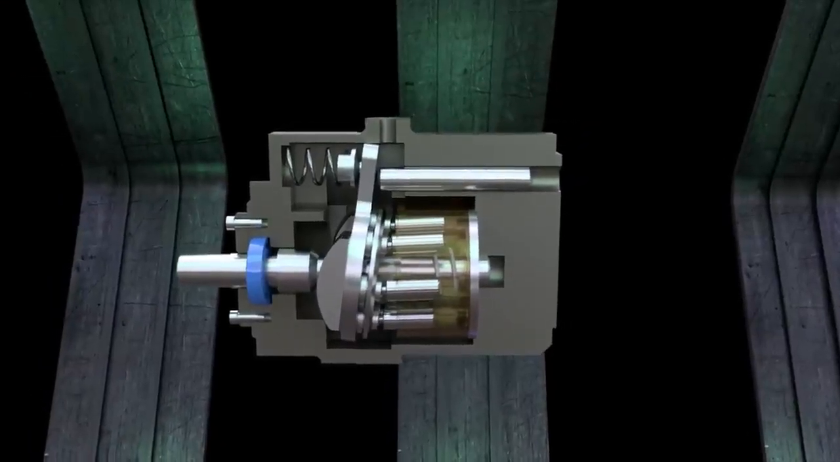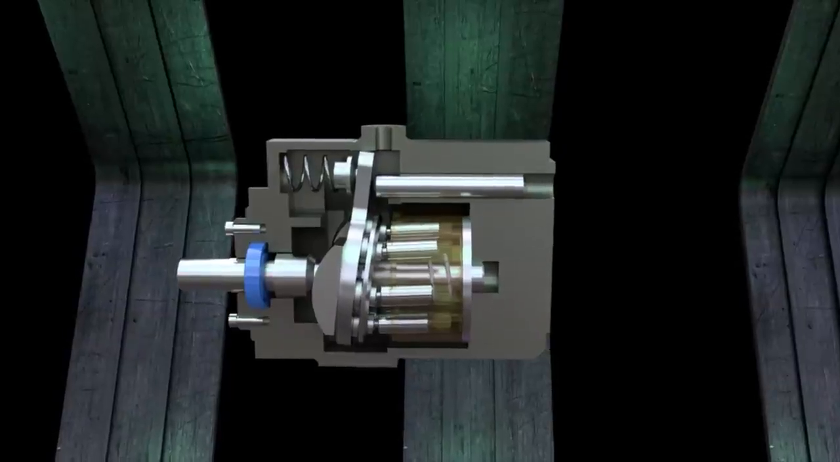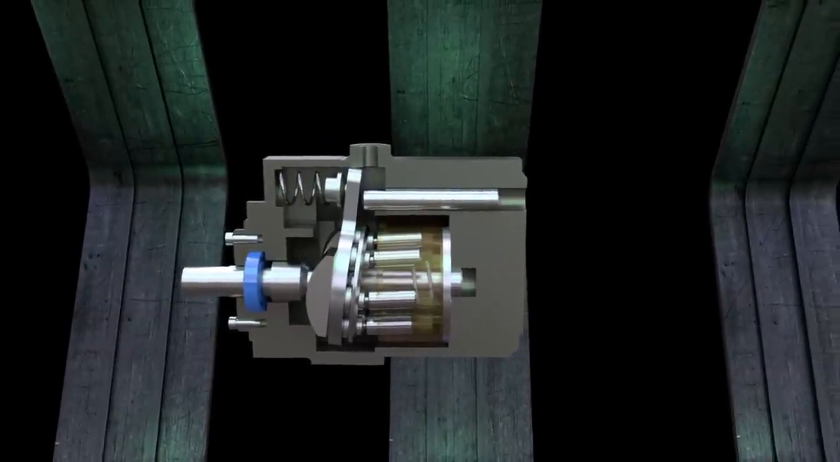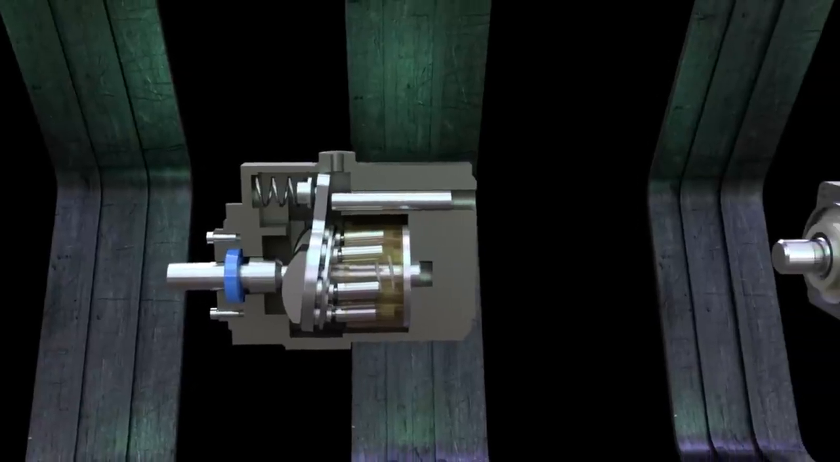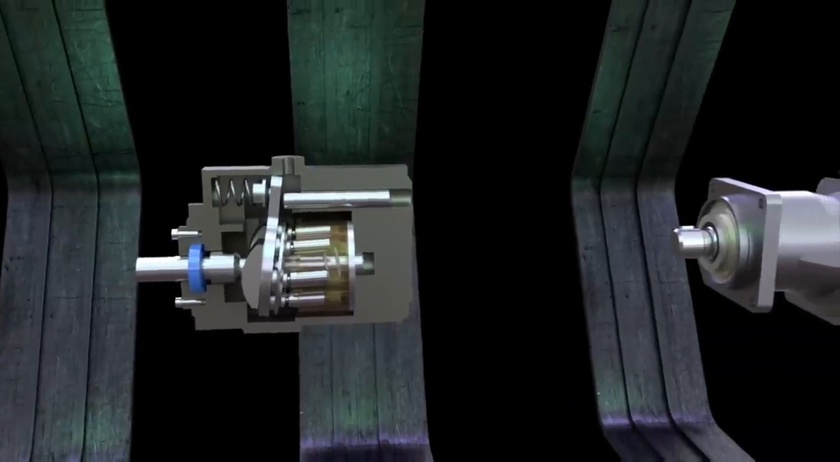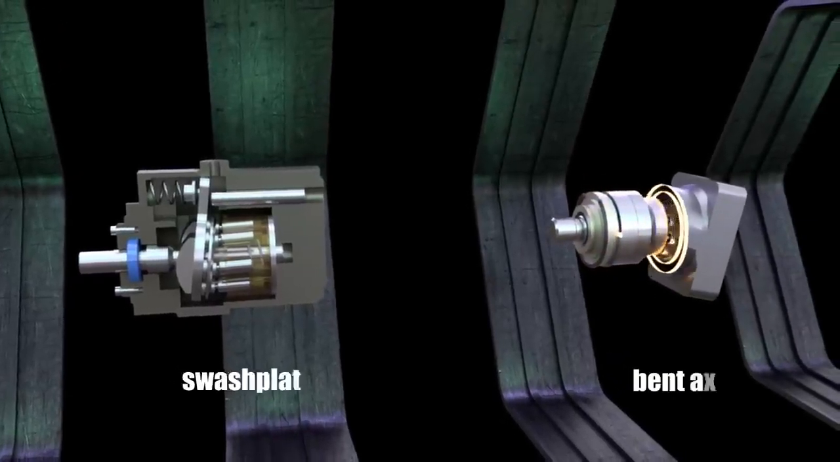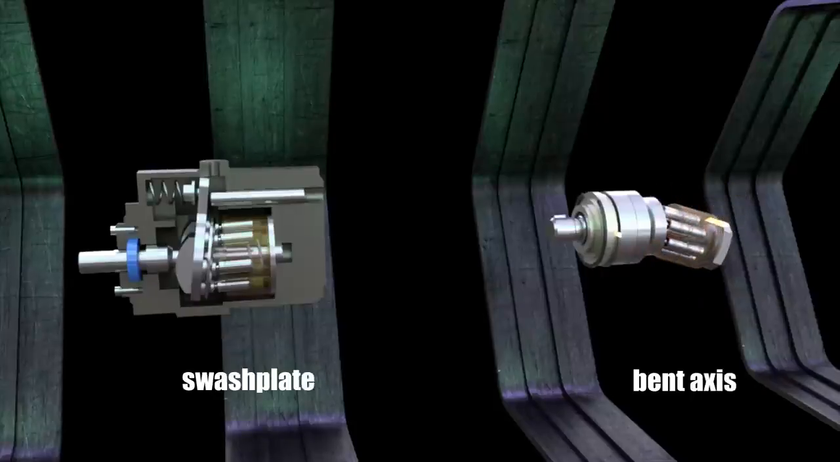Converting the rotational motion of the input shaft into the translational motion of the pistons is possible due to the inclined position of the bent axis, or the swash plate on which they rest. In the first case, the device is called a bent axis pump. In the second case, it is a swash plate pump. Let's try to figure out how these pumps can pump fluid. First, let's check the pump design.